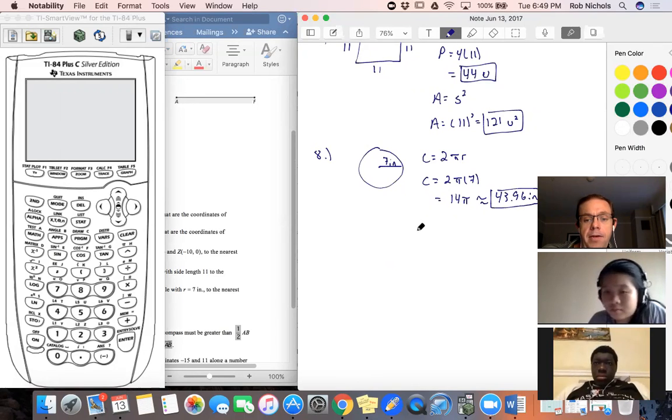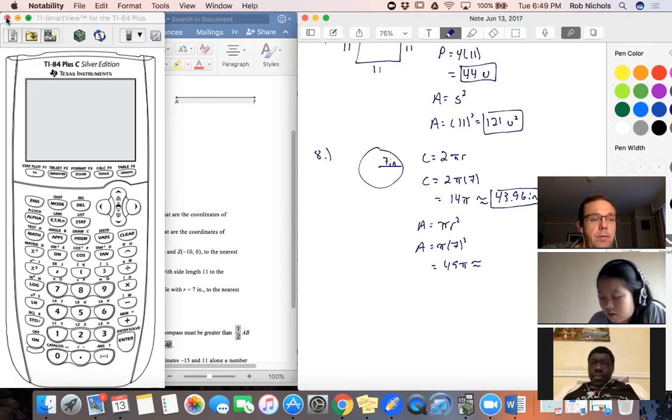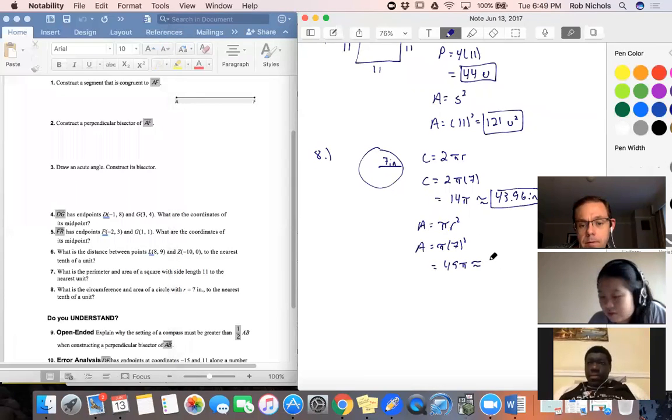Now the area of a circle is pi r squared. So area equals pi times 7 squared. We get 49 pi, and again we can approximate that. That gives 153.86, and this one is going to be inches squared for area.